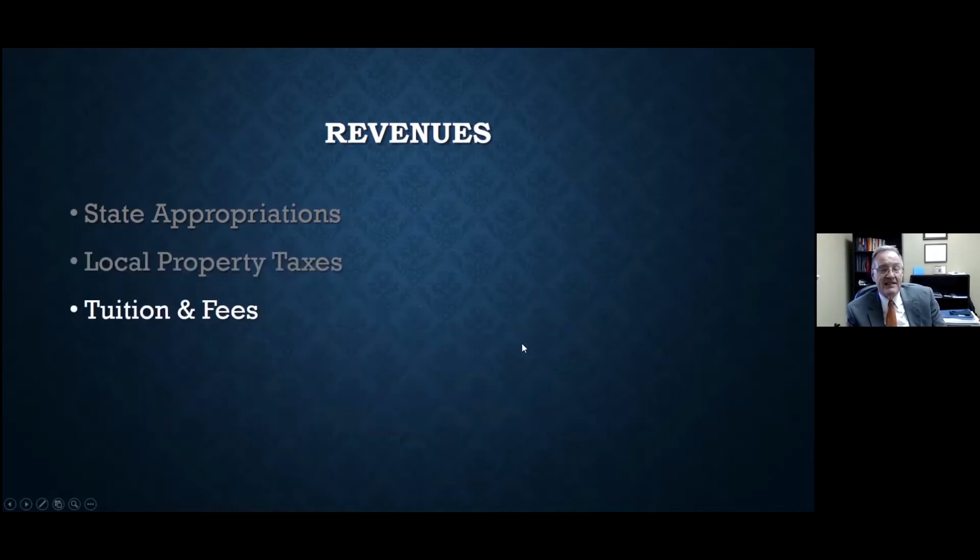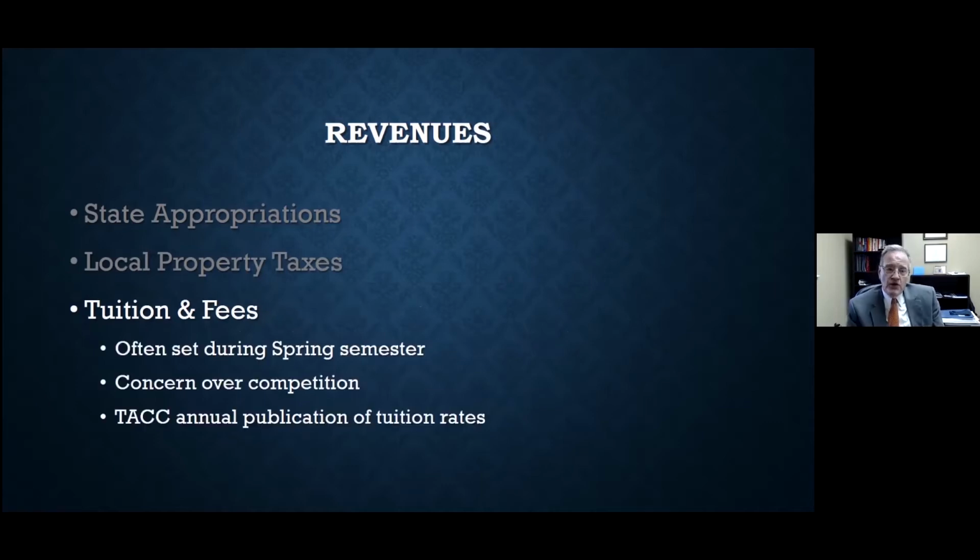And then lastly, the last leg of the stool is tuition and fees. And typically, most schools, I believe, do set tuition and fees in the spring semester because during the month of April, we typically have to submit to the Department of Ed what our official cost of attendance is going to be. And tuition and fees are a major component of that cost of attendance. So even though the budget's not being completed in some cases until August, tuition and fees are often set by the board in February, March of that year, well before the actual budget is finalized.